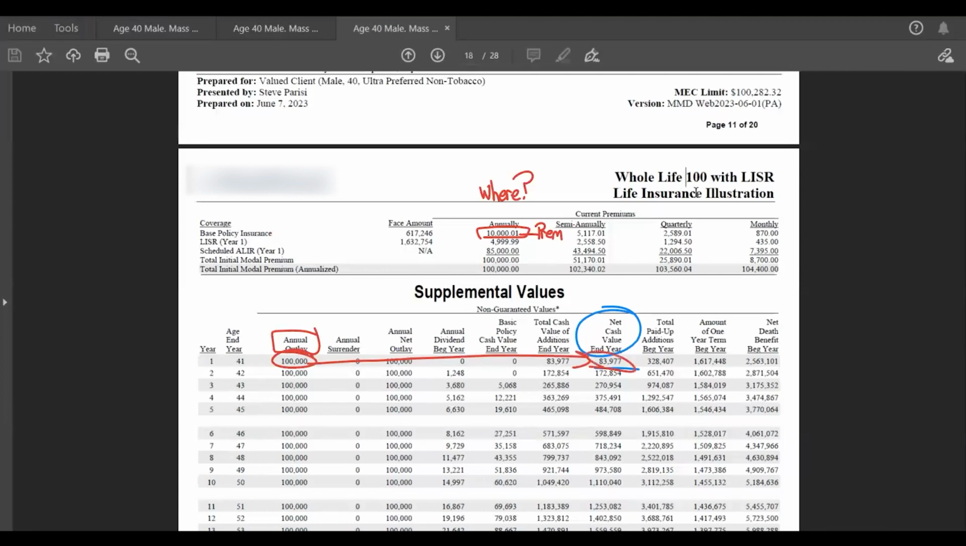There's my cash value in the first year. My break-even point is oh so close to year 6. I've paid in $600. I've got about $599. And then year 7, I'm positive.